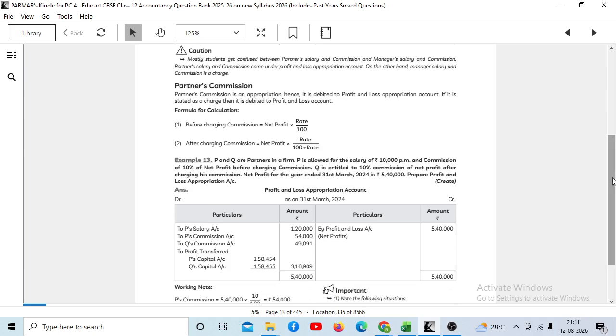P and Q are partners in a firm. P is allowed a salary of 10,000 per month and commission of 10% of net profit before charging commission. Q is entitled to a commission of 10% of net profit after charging his commission. The net profit for the year ended 31st March 2024 is 5,40,000. Prepare profit and loss appropriation account.